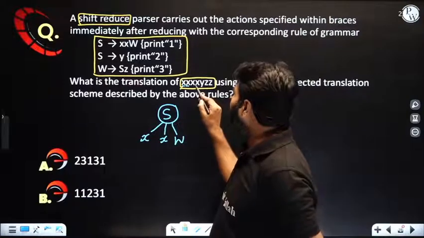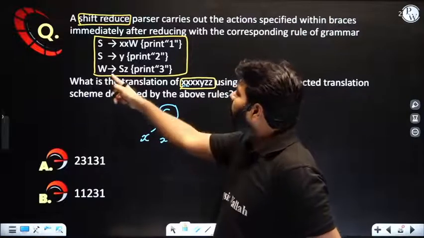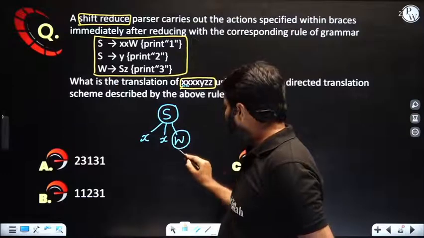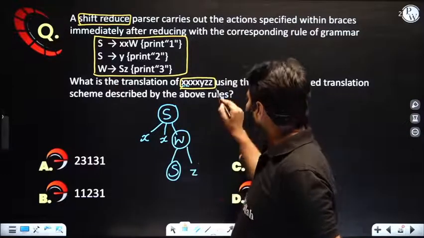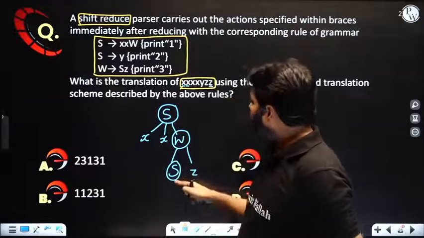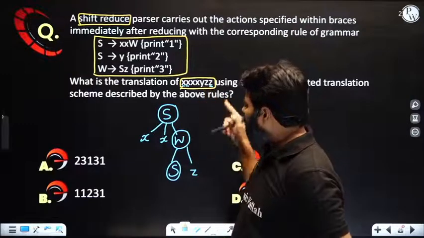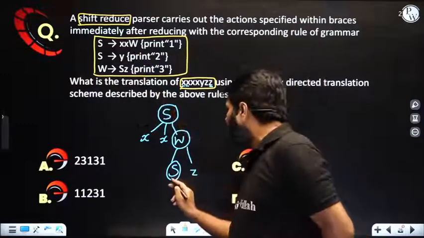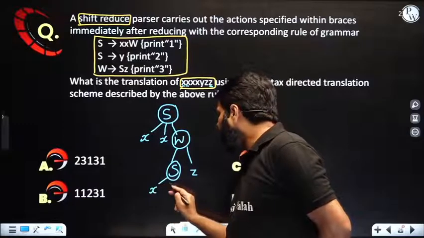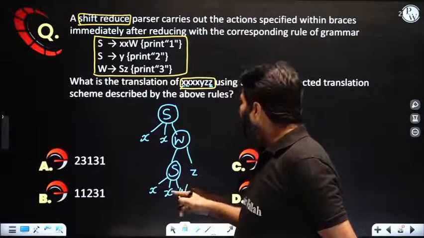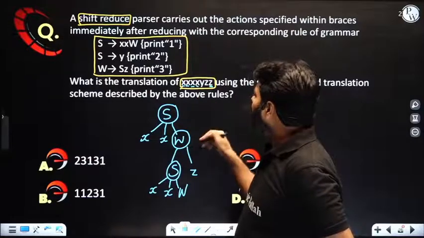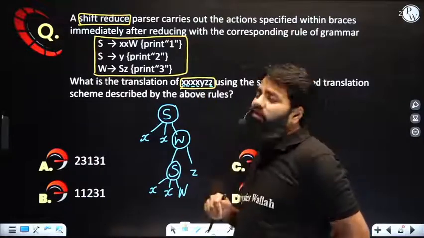Now remaining you need to do with the W. What does W have? SZ. Now with this you got a Z at the last, so you also got this one. Now S has to produce X, X, Y, Z. Now you need to go back to this again. X, X, what else? You have W. With this you got X, X, and remaining that W has to produce Y, Z.